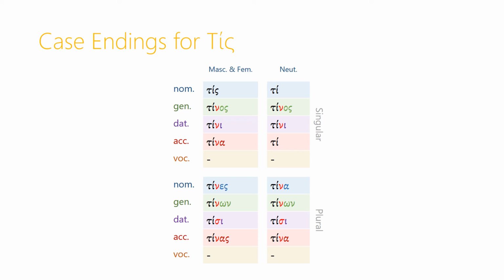Similarly, we have the sigma ending in the dative plural, but notice here too, the nu disappears before the sigma. Forgot for a moment there what language I was working with. Nun is Hebrew. The nu disappears before the sigma, and instead of tinsi, we just have tisi, which again is easier to pronounce.